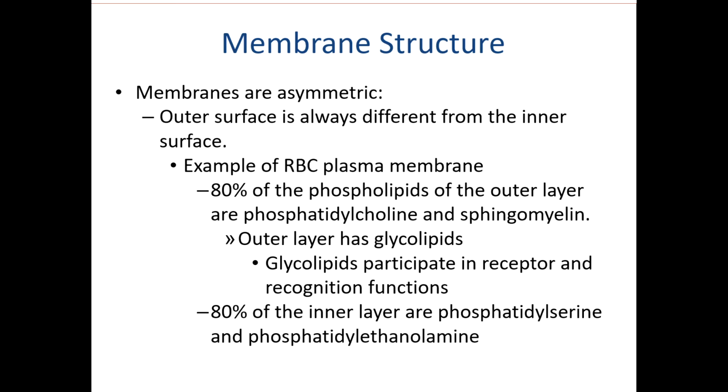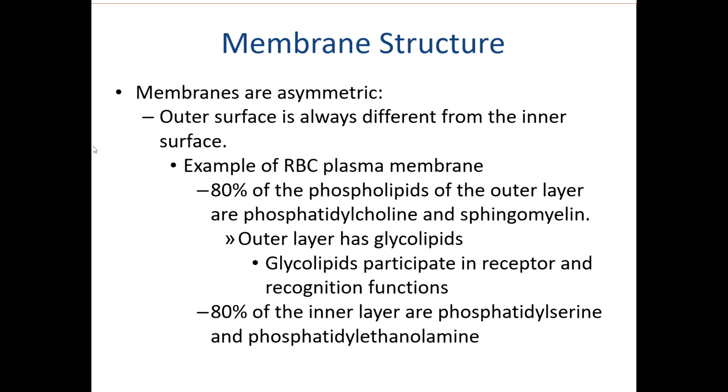One of the things I mentioned, just to finish up with the lipid portion of the cell membrane, is that our membranes are asymmetric. The outer surface is always different from the inner surface. We could look at a lot of different cells. The example I want to give you is just a plain old red blood cell, an erythrocyte. Check this out. This is interesting. 80% of the phospholipids of the outer layer are phosphatidylcholine and sphingomyelin. The outer layer also has glycolipids. Remember we said that the glycolipids project from the outside. These glycolipids are going to act as a receptor and in recognition functions.